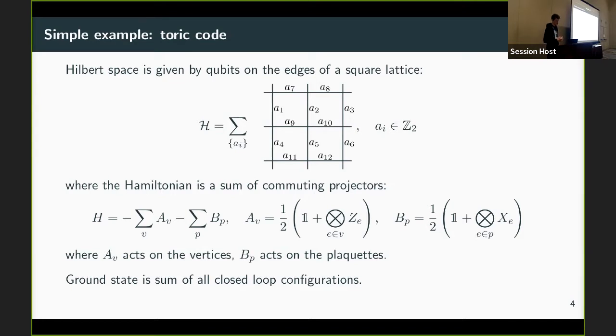And what these vertex terms do is essentially, in the ground state, they force that around the vertex, you must always have an even number of qubits in the one state. Whereas this plaquette term forces your ground states to be a superposition of all closed loop configurations. So the ground state of this Hamiltonian is just a superposition over all possible closed loop configurations. So this is a toric code Hamiltonian, hopefully familiar to many of you.